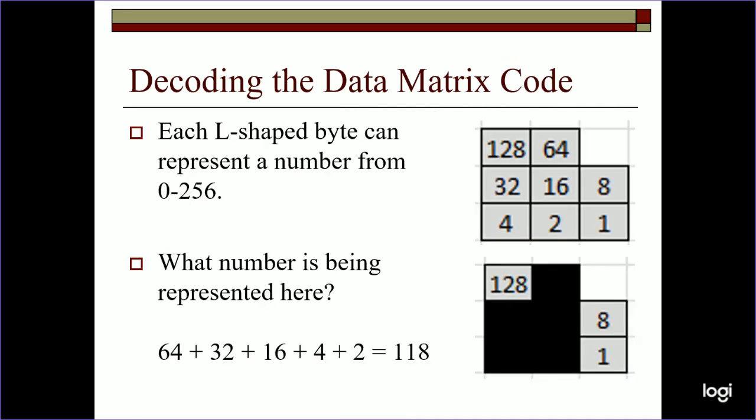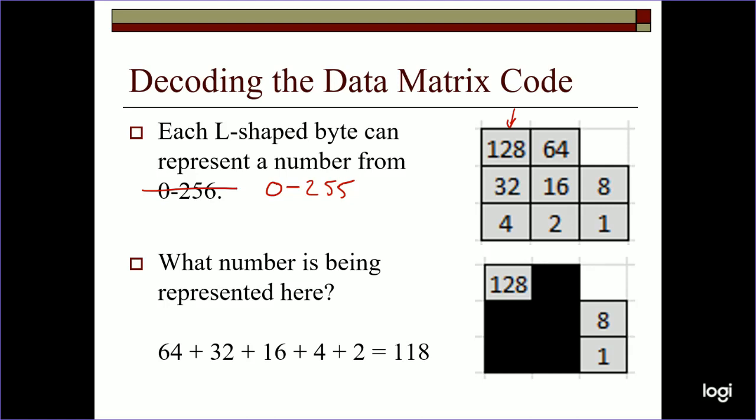When you look at an L-shaped byte, each L-shaped byte can represent a number from 0 to 256. Well, let's see, is that right? So 128, if I add up all the numbers in here, if all these numbers were on, then I'd have 128 plus 64 plus 32 plus 16 plus 8 plus 4 plus 2 plus 1. It's actually not from 0 to 256. What is it really? 255. 0 to 255. There's 256 possible things, but they really are going to represent a number from 0 to 255.